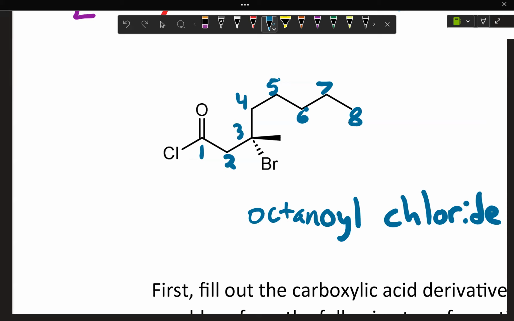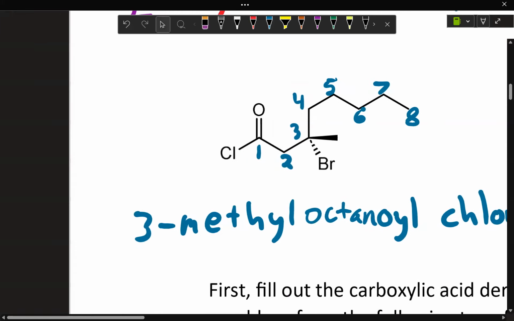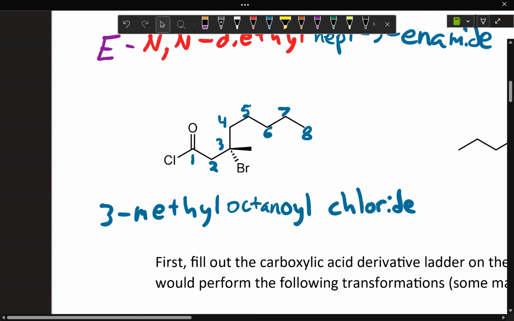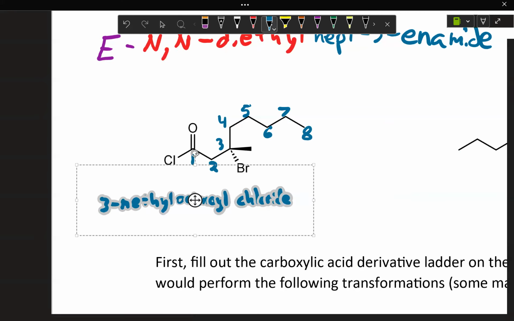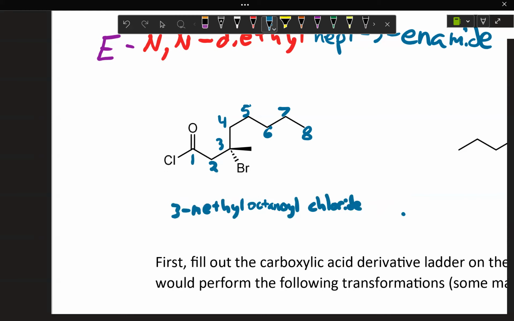Next, we need to add the substituents. We have a methyl on carbon 3, and we have a bromine also on carbon 3. So we can include that in the name alphabetically. So methyl would come second, with bromo coming first. And let me move this so I have more space. So 3-methyl, and then 3-bromo.